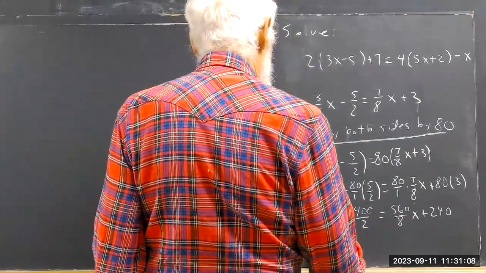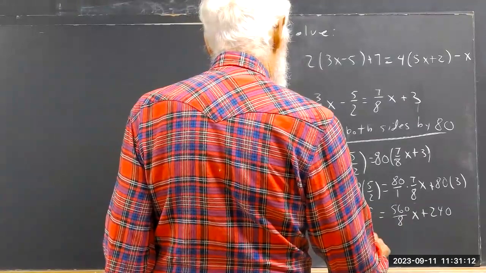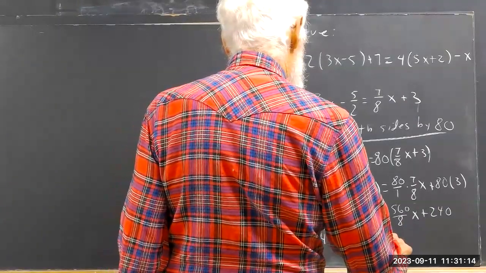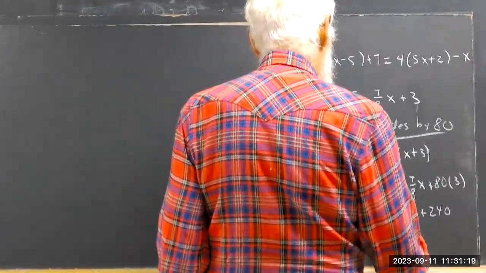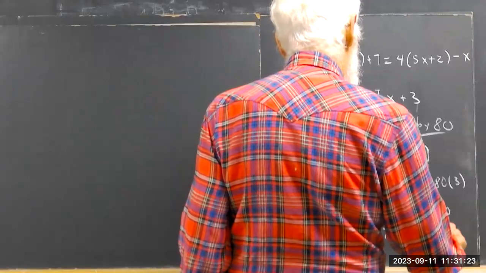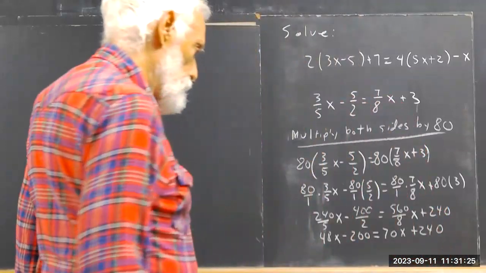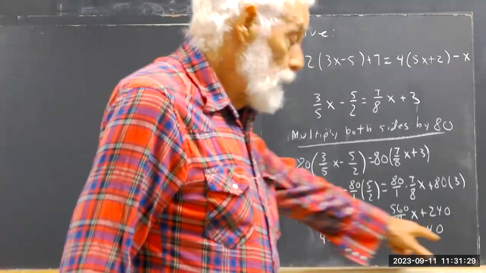Anyways, 5 into 240 is 48. 400 divided by 2 is 200. 8 into 560 is 70. Plus 240. Now you don't have any more fractions.